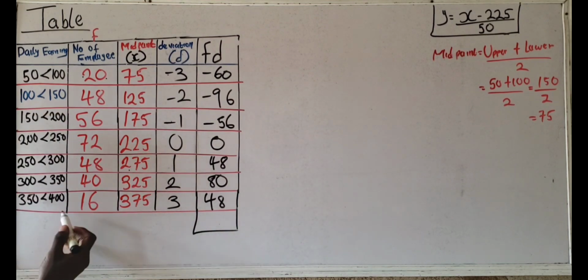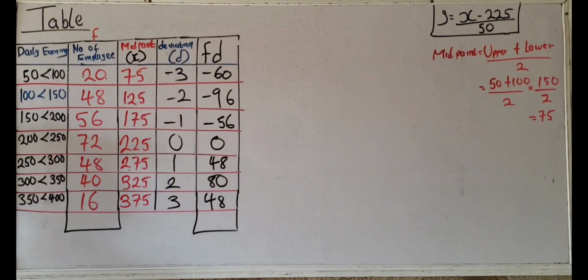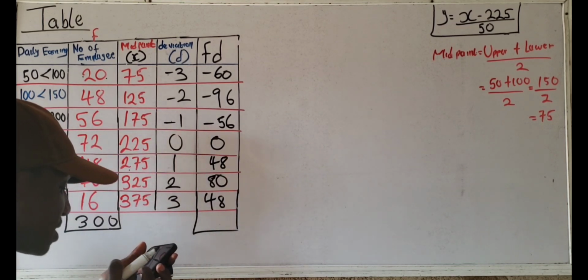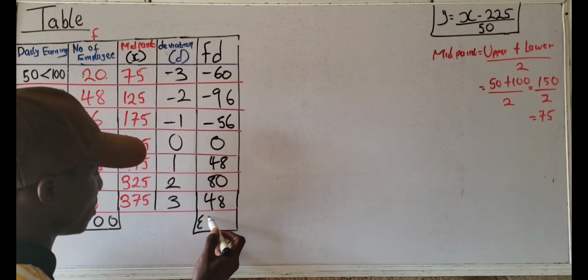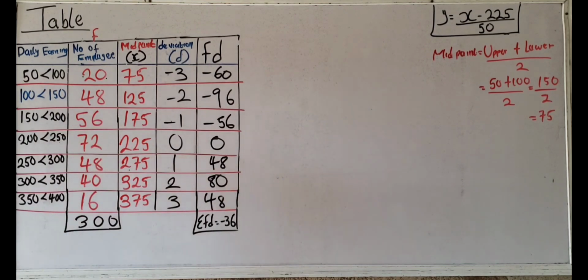Now, please kindly pay attention. Sum up your frequency and sum the product of the frequency and the deviation. The total number of frequency must be equal to 300. Why? Because in the question we are given the daily earnings of 300 employees. So the sum of the frequency, the number of employees, must be equal to 300. So here I'm going to have 300. And for these cells, if you have minus 60 minus 96 minus 56 plus 0 plus 48 plus 80 plus 48, what's the answer? That is negative 36. Okay. Summation FD equals negative 36. So we have gotten summation FD.